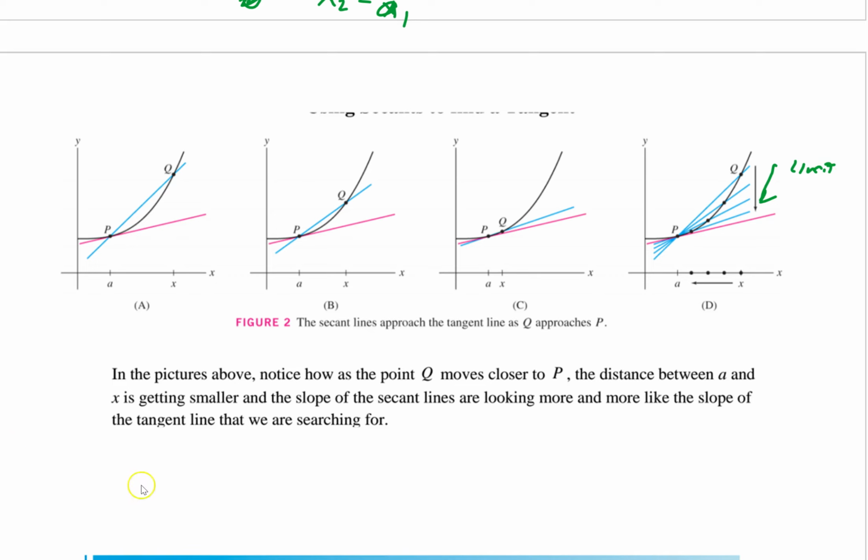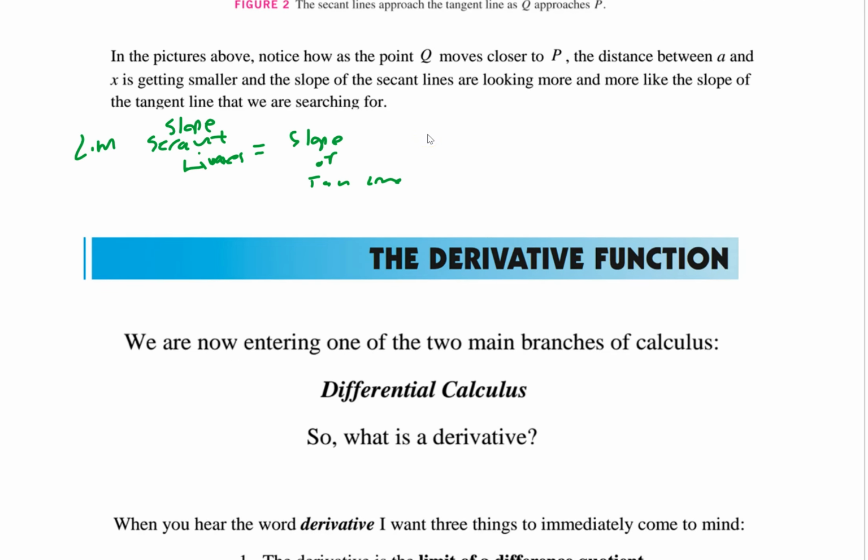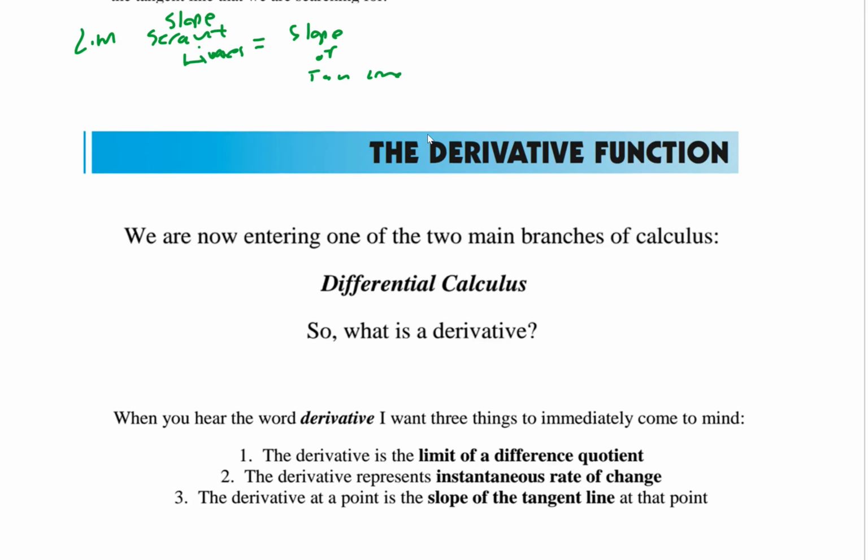So the general idea here, guys, is if you take the limit of the slope of the secant lines, it equals the slope of the tan line. So let's talk about that more. Let's get into it in more detail.